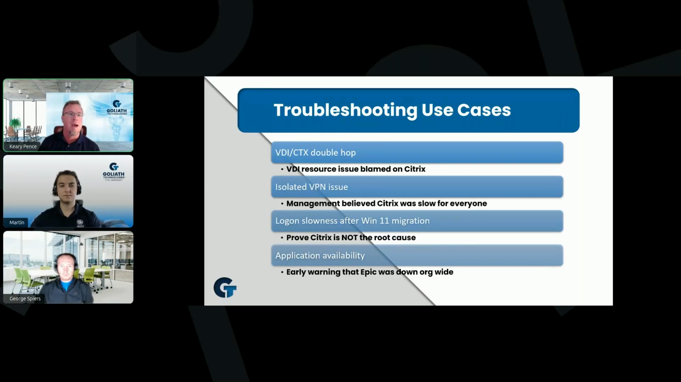Then we'll look at another situation with an isolated VPN issue. This is one where the issue escalated through management. Management thought there was a problem for everyone and it ended up being more isolated. These are the kind of things that you guys are dealing with on a daily basis. New migration to Windows 11 caused logon slowness issues. How do you prove it? Is it Citrix that's the issue? Is it the fact that you migrated and there's something wrong with Windows 11? What users know is there's something new, so it must be the issue. And then we'll finish off with, again, an application availability issue. In this particular use case, it was specific to the Epic EHR.